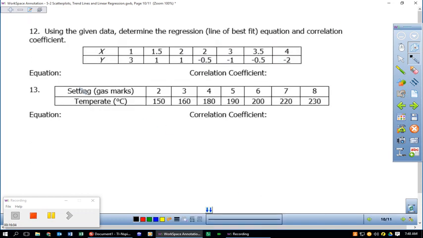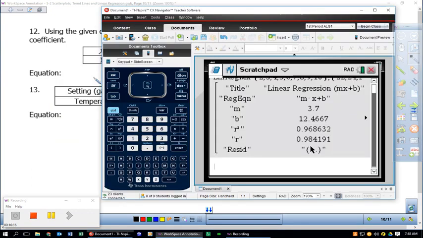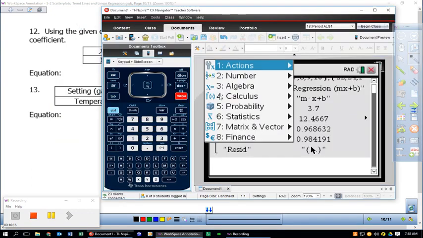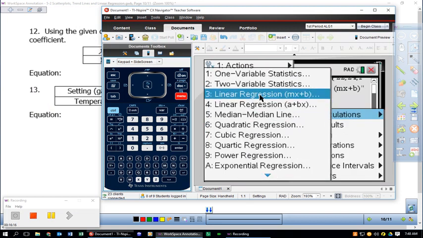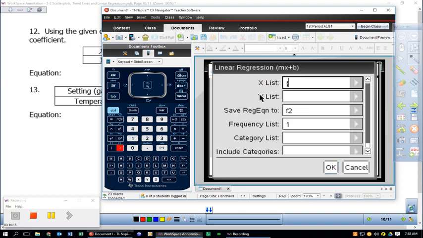Our next two problems are just us finding the regression equation and the correlation coefficient. We don't have to predict anything. So we are going to take our x's and our y's. I'm going to switch back over to my calculator. I'm going to do menu, statistics, stat calculations, linear regression, mx plus b, that first one. And in my braces, I'm going to put 1, 1.5, 2, 2, 3, 3.5, and 4.